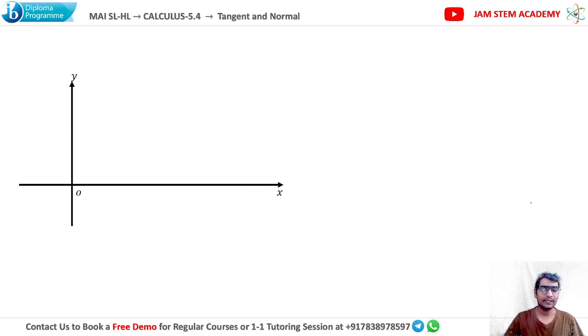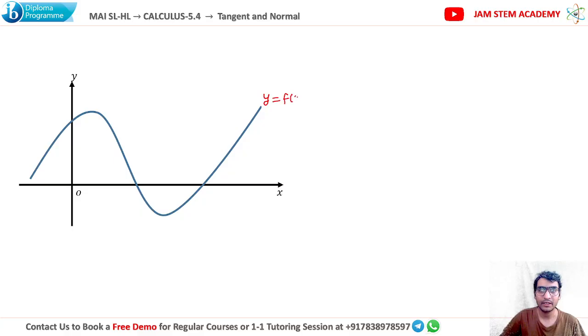Let's consider a function whose graph is given by this and its equation is y equals f of x. Now, if we find the derivative, we can say y prime is equal to f prime of x, which is also the slope of the tangent line at that point. In order to find the equation of a line, we need only two things: slope and a given point it passes through. So the slope of the tangent line is given to us.